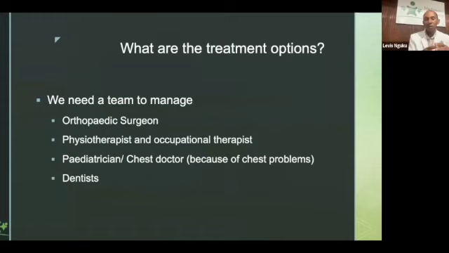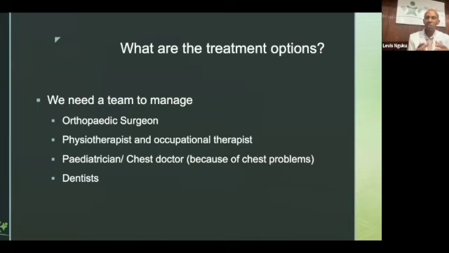The team will consist of different people: an orthopedic surgeon, because we sometimes need to do surgeries. We need a physiotherapist and an occupational therapist because we need muscle to be built. We need pediatricians because one of the biggest issues that we have with osteogenesis, especially type 3, is that the chest does not expand well because it is deformed.